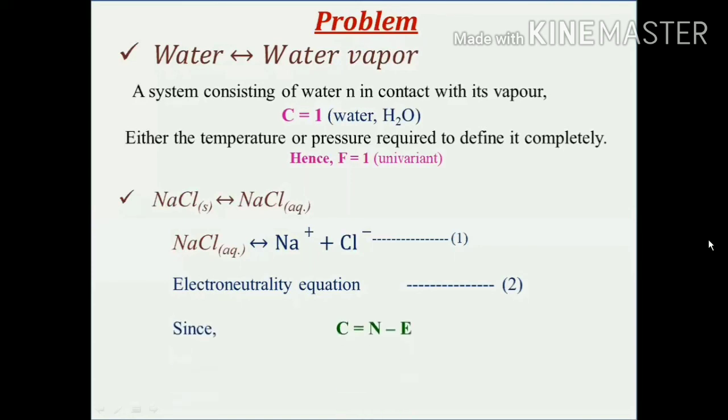That means the value of E in this expression, C is equal to N minus E, is 2 over here. Okay, now let's talk about the number of species which can be present. How to determine that? For that sake, you need to go back to the question again. So you have NaCl in your system. Now, how to solve these problems? You just need a little bit of imagination over here.